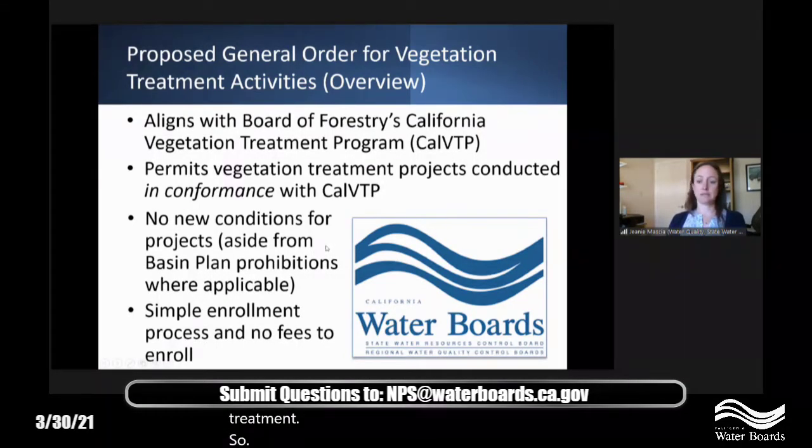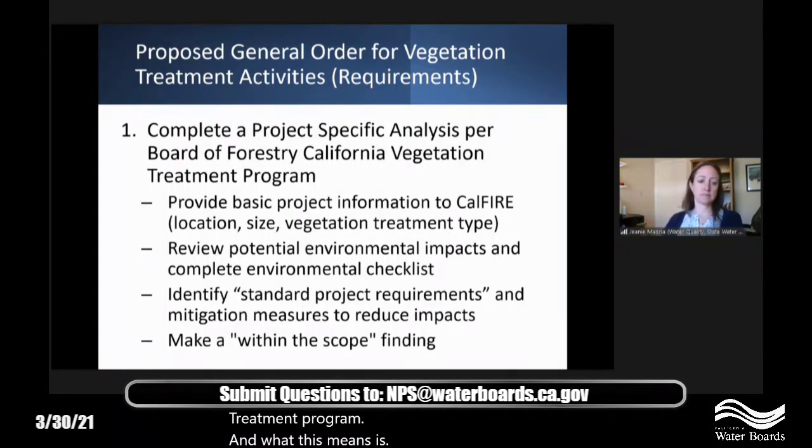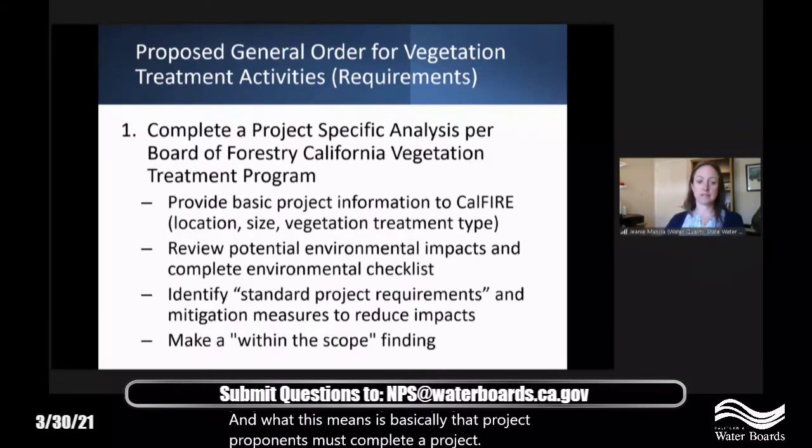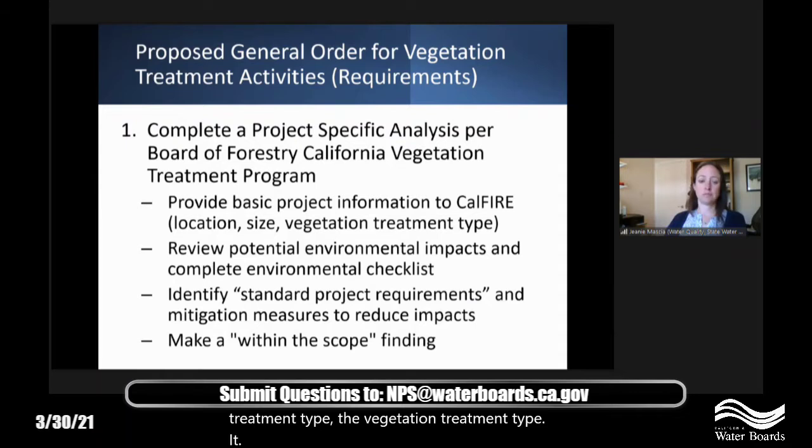So I'm going to talk about what it means to be in conformance with the California Vegetation Treatment Program. And what this means is basically that project proponents must complete what's called a project-specific analysis. What this is, is providing basic project information to CAL FIRE about the location, size, and the vegetation treatment type. It also includes a review of the potential environmental impacts of the vegetation treatment activity and completing an environmental checklist of the potential environmental impacts. The project-specific analysis also includes identifying what are called standard project requirements and mitigation measures to reduce impacts. And the Board of Forestry has listed these standard project requirements and mitigation measures in their programmatic environmental impact report.